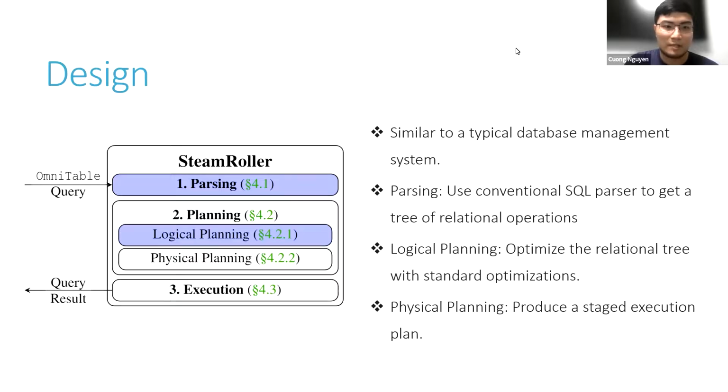And the architecture of SteamDrill is similar to a typical database management system. A query will go through 3 phases: parsing, planning, and execution. In the parsing phase, it uses a conventional SQL parser to get a tree of relational operations. In the planning phase, there are 2 parts: logical planning and physical planning. In logical planning, it optimizes the relational tree with standard optimizations. And in physical planning, it produces a staged execution plan, which is eventually fed to the execution phase to be executed.